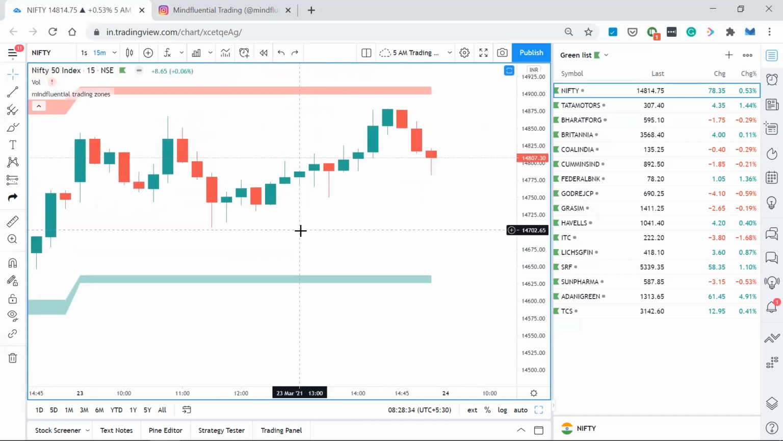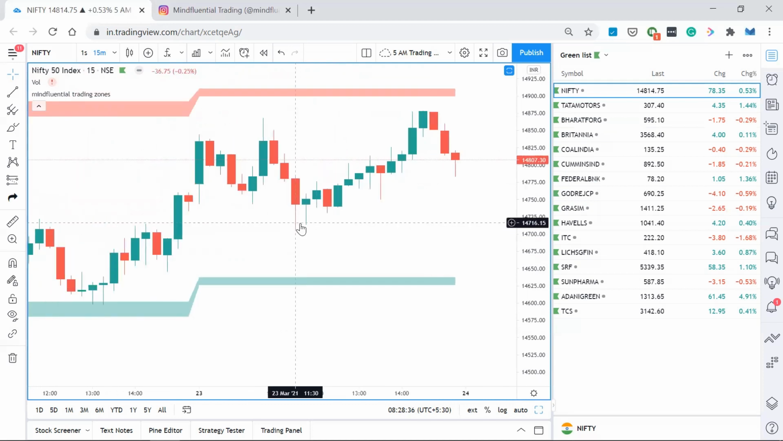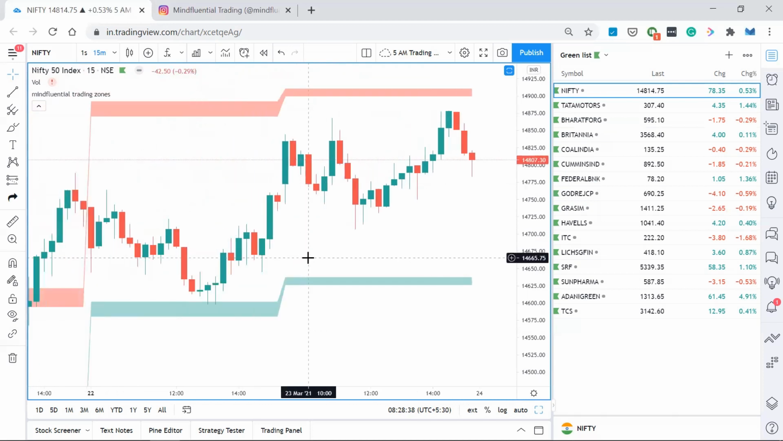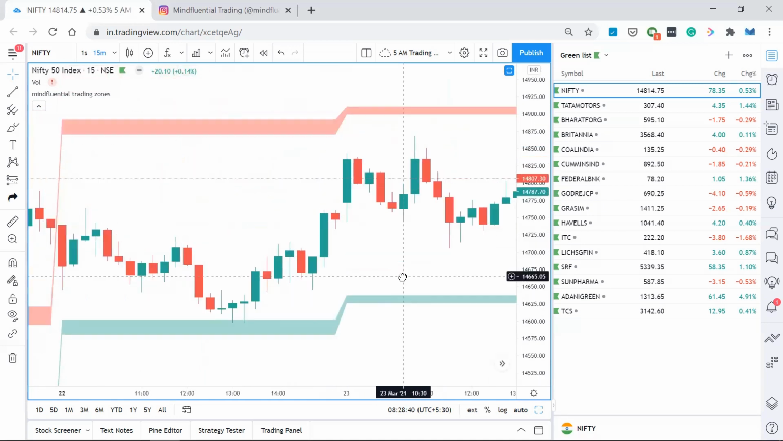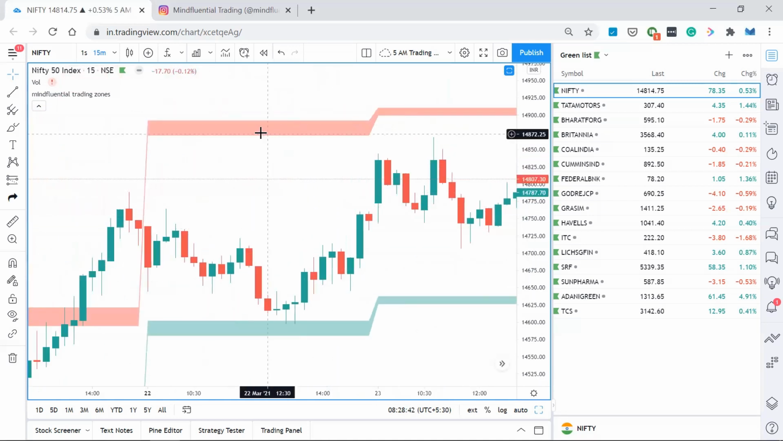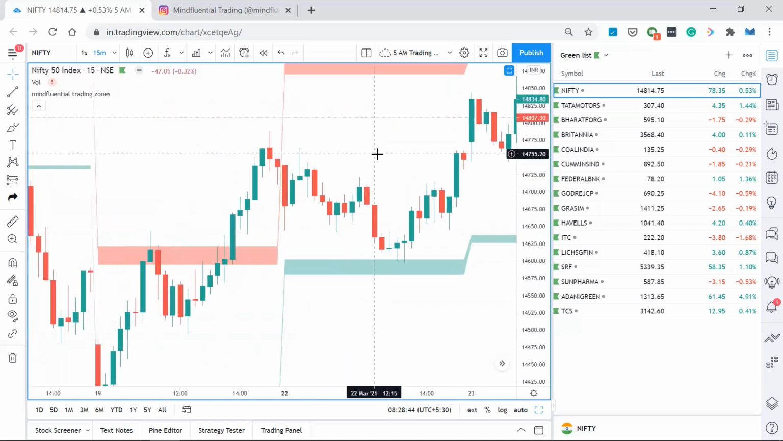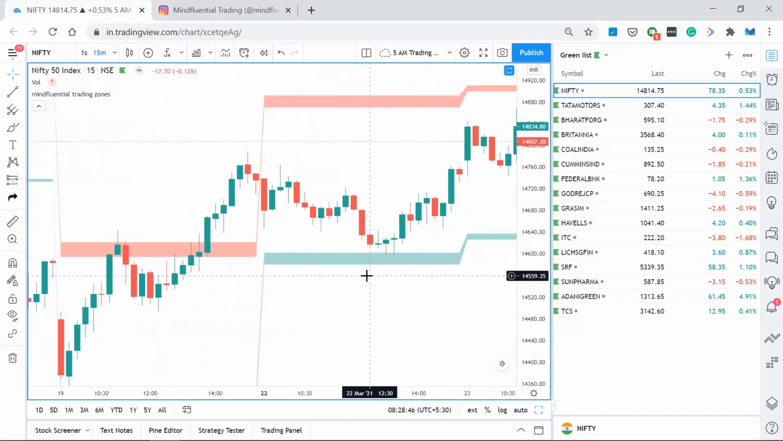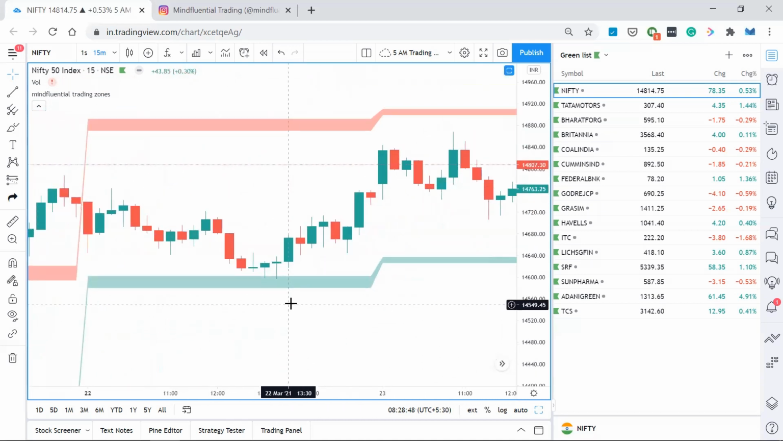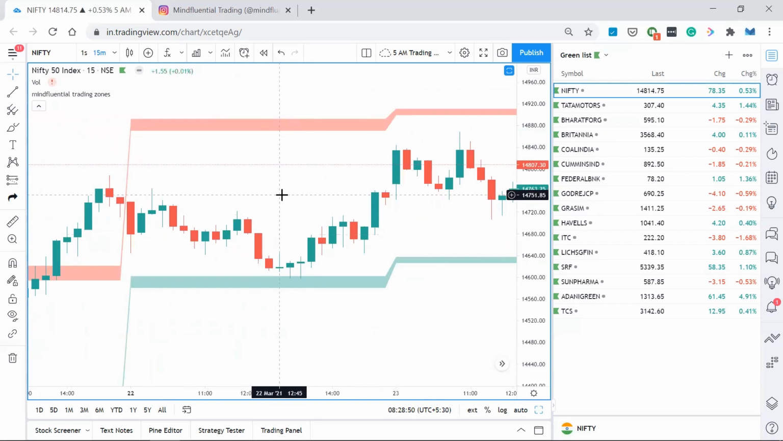So now I'll quickly explain how you can use these levels. Basically, these levels act as strong resistance or support zones, or you can say demand and supply zones. You can cross-check this in a backtest. When you're backtesting, there are 3 ways you can use these zones.